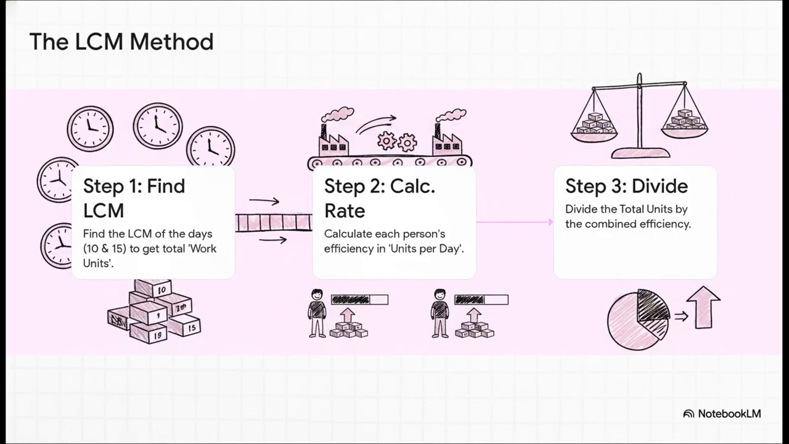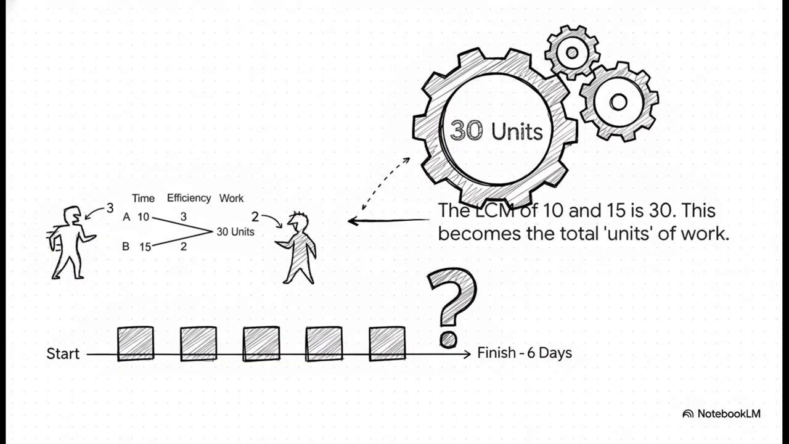Here's the game plan. First, you find the LCM of the given days. That number now represents the total amount of work. Second, you calculate how many of these units each person can produce in one day. Finally, you just divide the total units by their combined daily unit output. Let's see this in action.